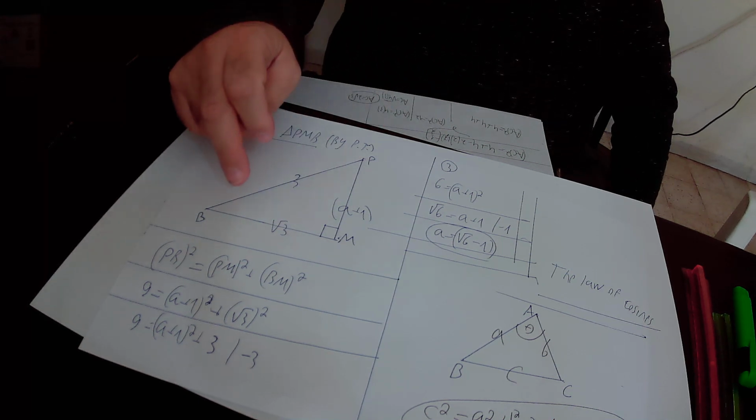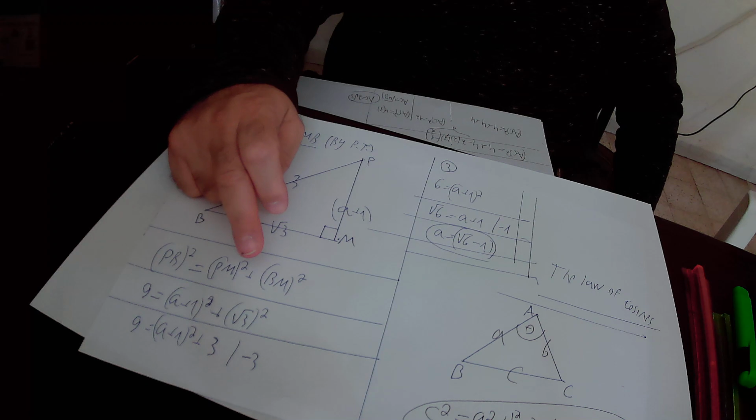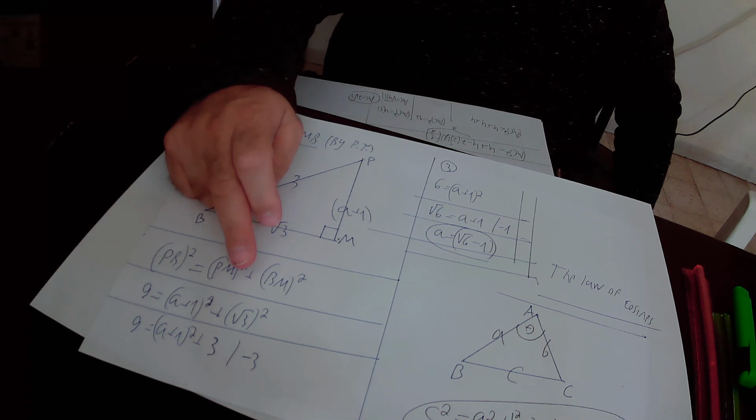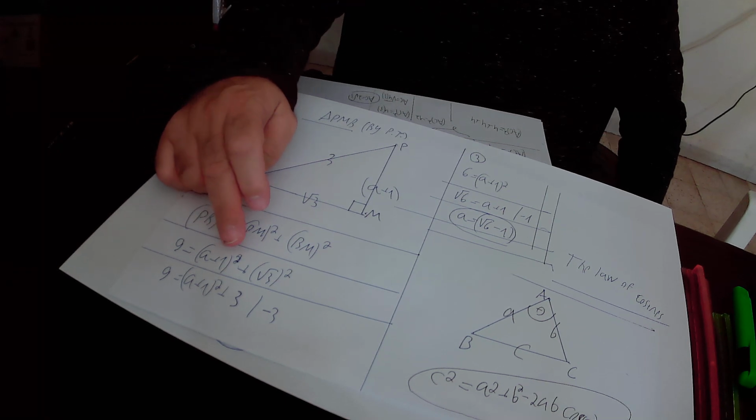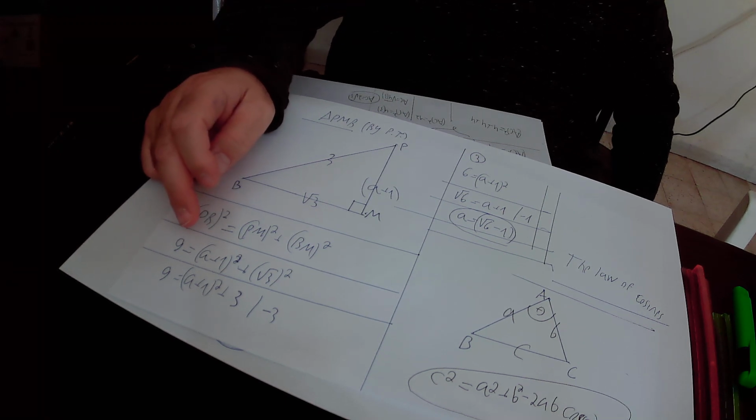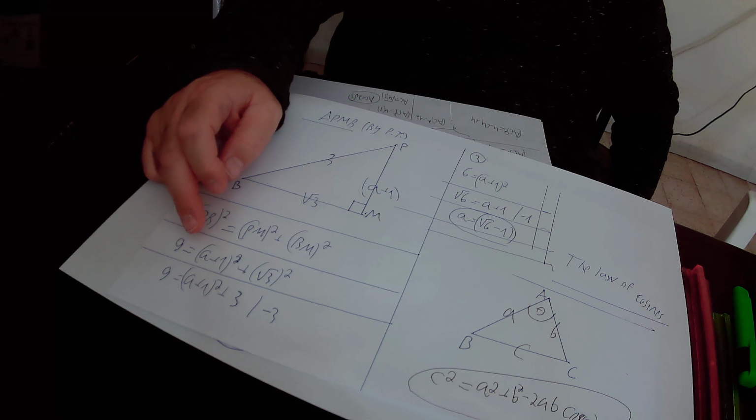So 9 equals A plus 1 square, plus square root of 3 square. Square root of 3 square is 3. So we found out that 9 equals A plus 1 square plus 3. Here we subtracted 3 from this equation and found out that 9 minus 3 is 6.